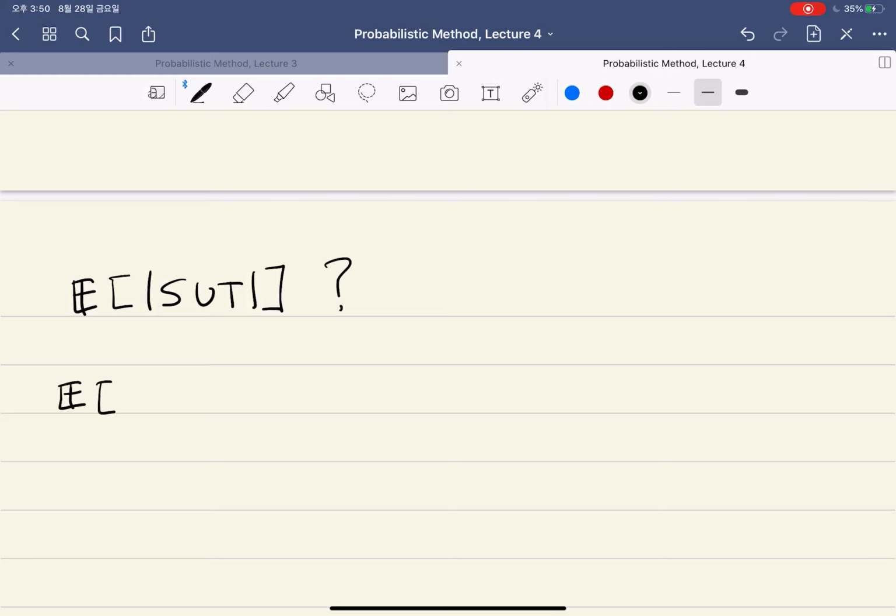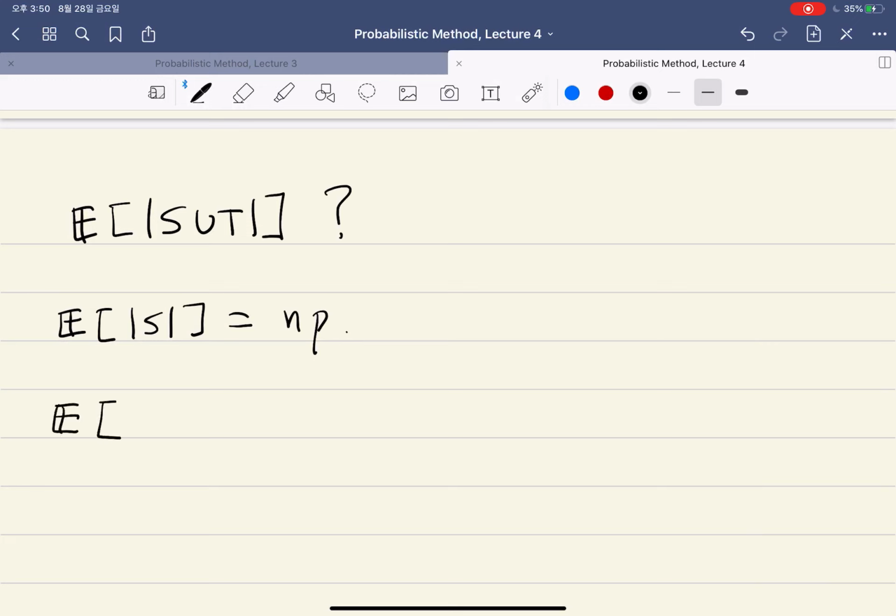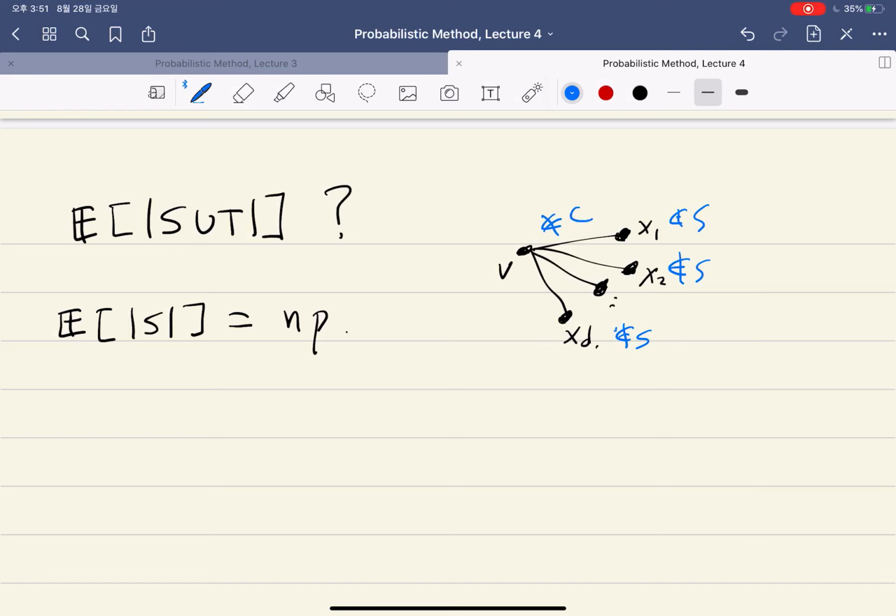So what do we know? Expected size of S is just NP, because each vertex appears in S with probability P. And what's the expected size of T? For that, when we have a vertex, when does it become a member of T? If all of its neighbors, say x1, x2, ..., xd, are not in S, and then B itself is not in S, then this B belongs to T.